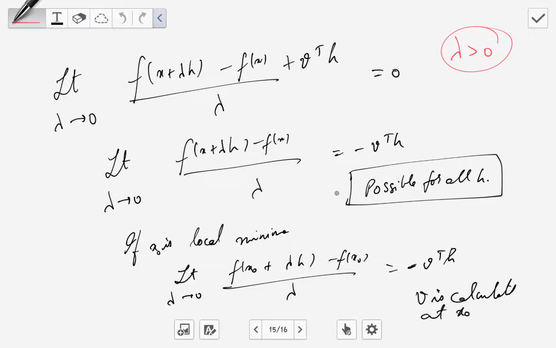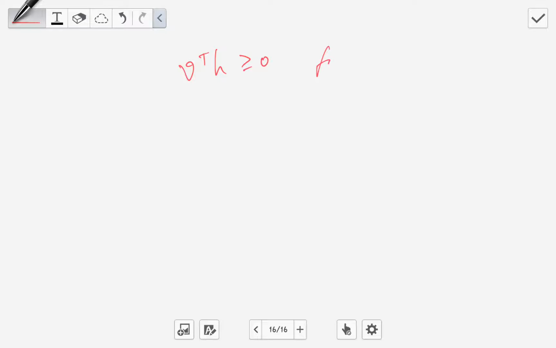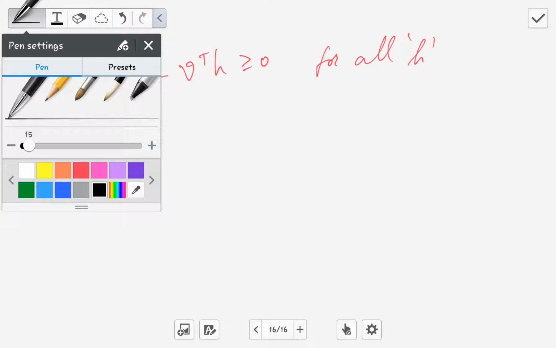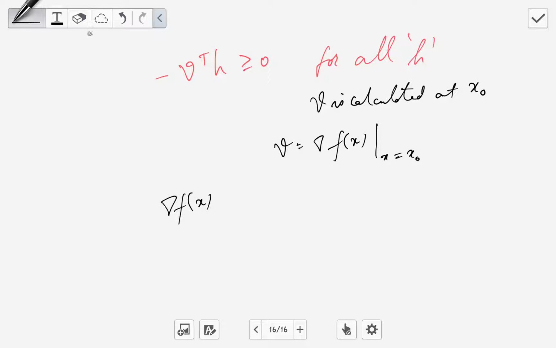h will take care of all the directions possible. Lambda will just scale it to a very small quantity. So that is why this holds for all h. Since lambda is always greater than 0, this is always greater than or equal to 0. That means v transpose h is always greater than or equal to 0 for all h, or minus v transpose h is always greater than or equal to 0 for all h. And v is calculated at x star or x0. So v is del of f of x calculated at x0, or we write it as del of f of x0 transpose h, which is always less than or equal to 0.